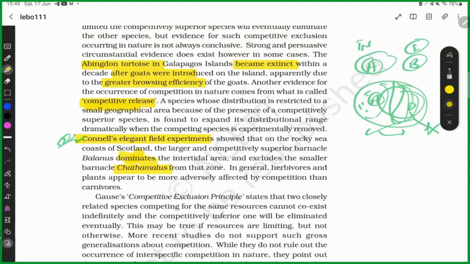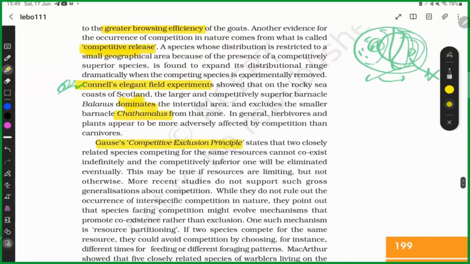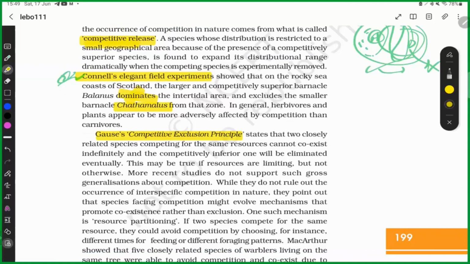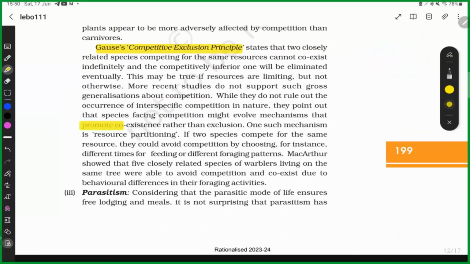Now, what is the competitive exclusion principle? It states that two closely related species competing for the same resources cannot coexist indefinitely, and the inferior one will eventually be eliminated. And this is natural. There are two closely related species, and they are competing for the same resources. It is not possible that they coexist with each other.